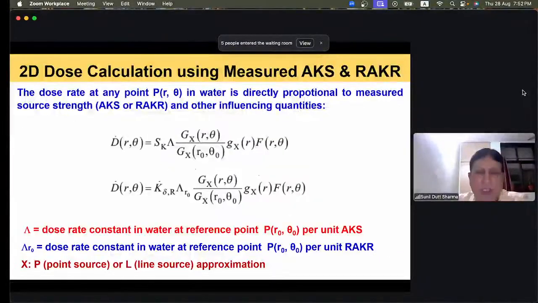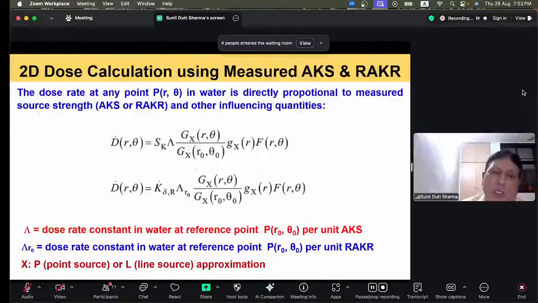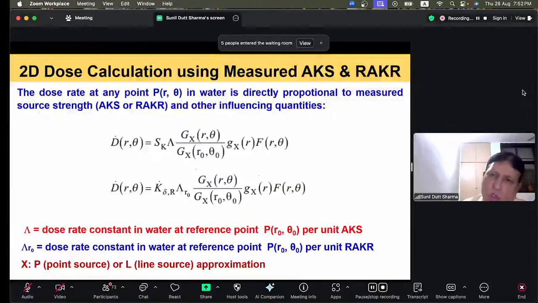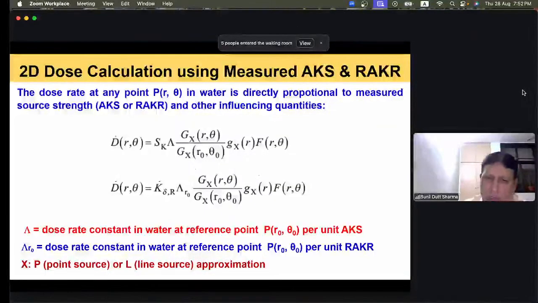So now finally, if I have to use this source for which I have measured the source strength, how can it be utilized for patient dose calculation, or patient dose rate calculation, or tumor dose rate calculation? I hope we all are familiar. We are using the 2D dose calculation formalism provided by AAPM, and this method can be used for the source strength as specified in terms of air kerma strength or reference air kerma rate, because when you take the distance of 1 meter, numerically these two quantities are similar.